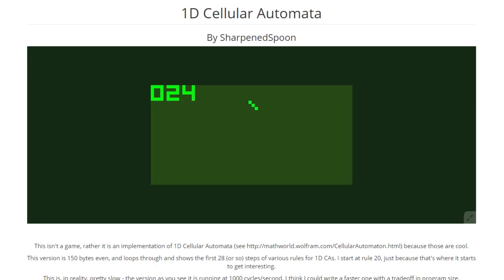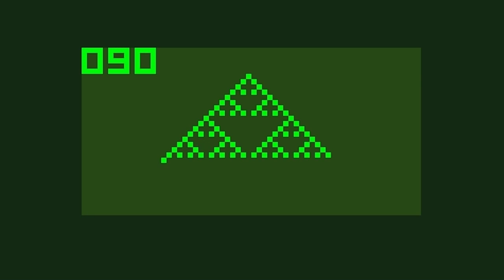Cellular automata. It's cellular automata. I don't know what's going on here. So this isn't so much a game, right? This is a program. Yeah, this is more of like a tech demo. So this was made by Sharp and Spoon. He's the guy who created this website. This is demonstrating what's called a Wolfram rule cellular automaton.